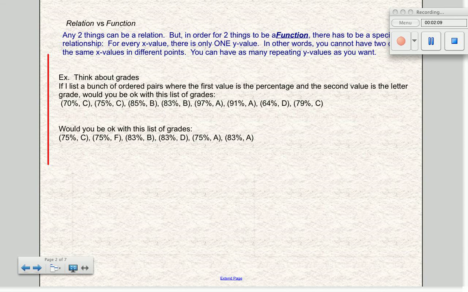Let me give you an example that maybe you could think of to make sense of this. If we think of our grades, and I wrote your grades as a point where the first number is the percent you get, and the second value would be the letter grade you get. So if somebody got a 70% on the midterm, they would get a C. If somebody gets a 75%, they get a C. An 85% a B, an 83% a B, and you could look at the other grades. Does that make sense?